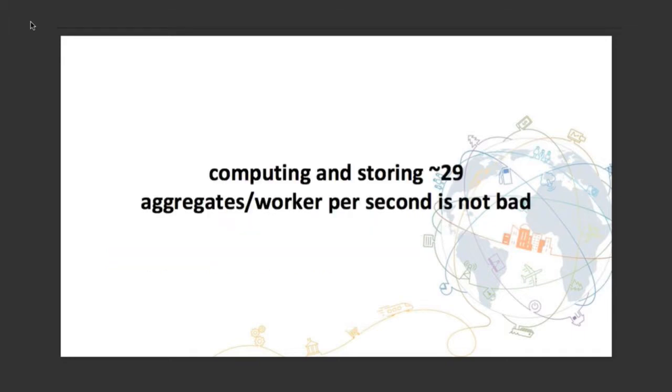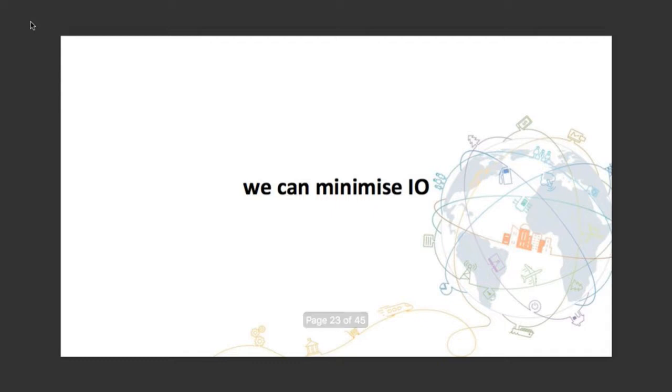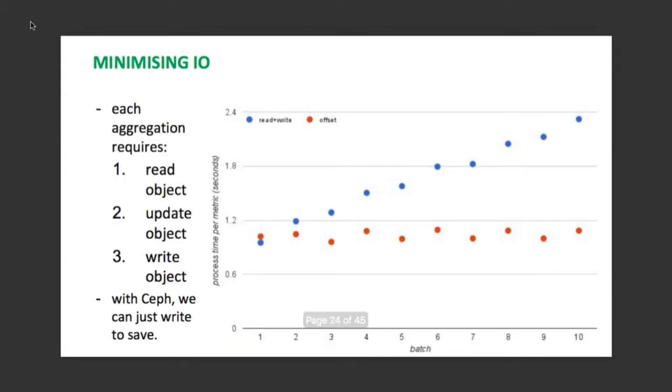As a baseline, we were computing about 29 aggregates per worker per second, which isn't really that bad, but we wanted to do a bit better than that. So we looked at minimizing the I/O we had in Ceph. Originally, we noticed that there were a lot of reads and writes to Ceph. The existing workflow in Gnocchi was to read in the entire time series, update a specific point, and then write back the entire time series. That was a lot of overhead. In Ceph, we realized we can just write to a certain offset and update one single point instead of handling the entire time series.